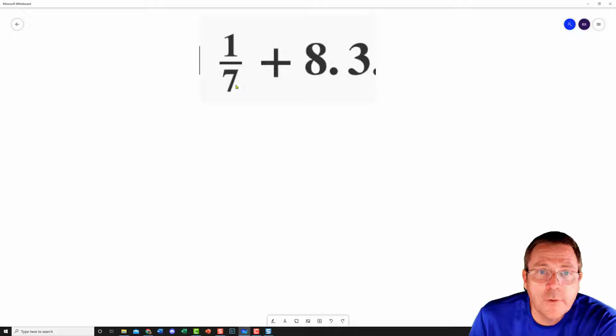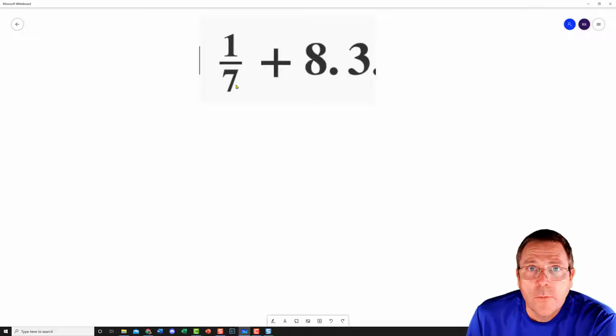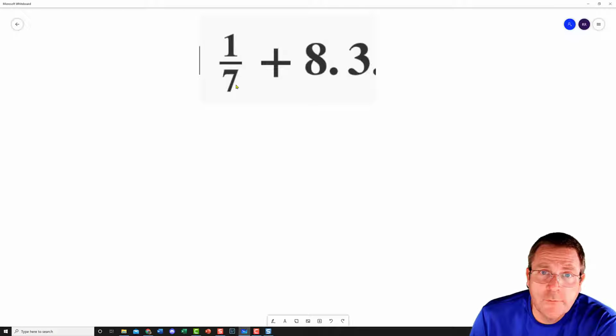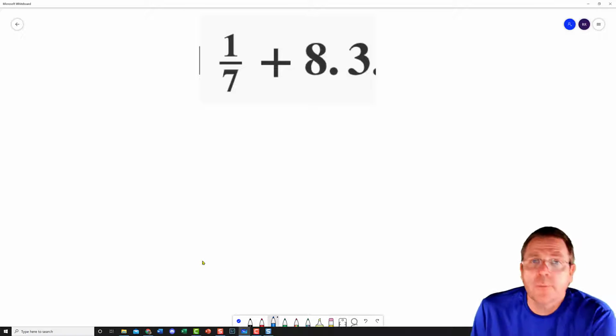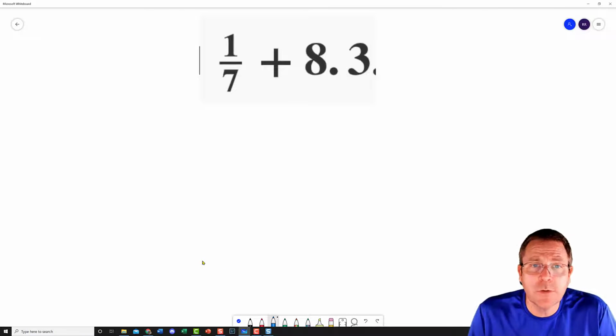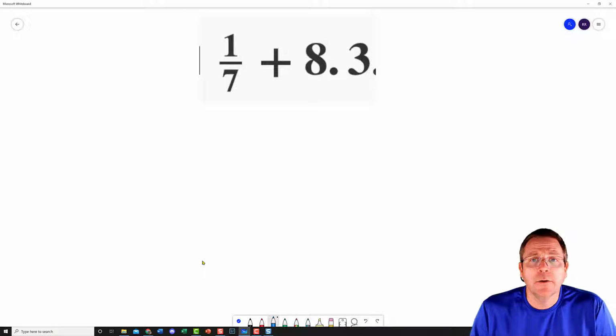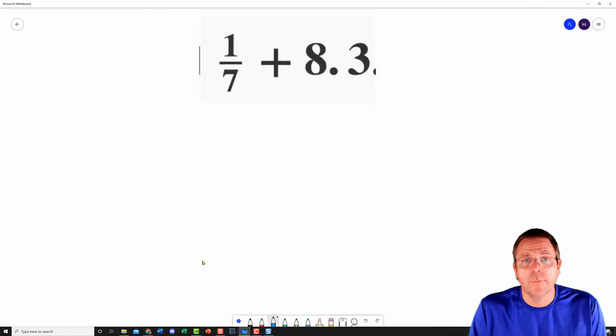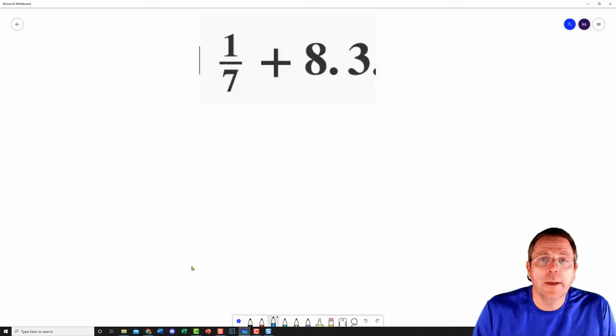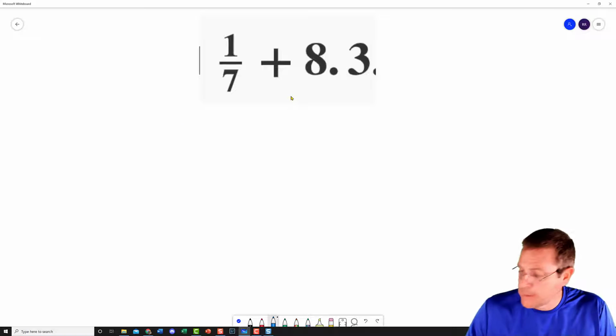The answer is because of this right here. Divided by 7. Does 7 factor out to be just 2's and 5's? No, it doesn't. And because 7 does not factor out to be just 2's and 5's, that means it's going to be a non-terminating decimal. Okay, so we need to take and convert the 8 3/10 into a fraction.